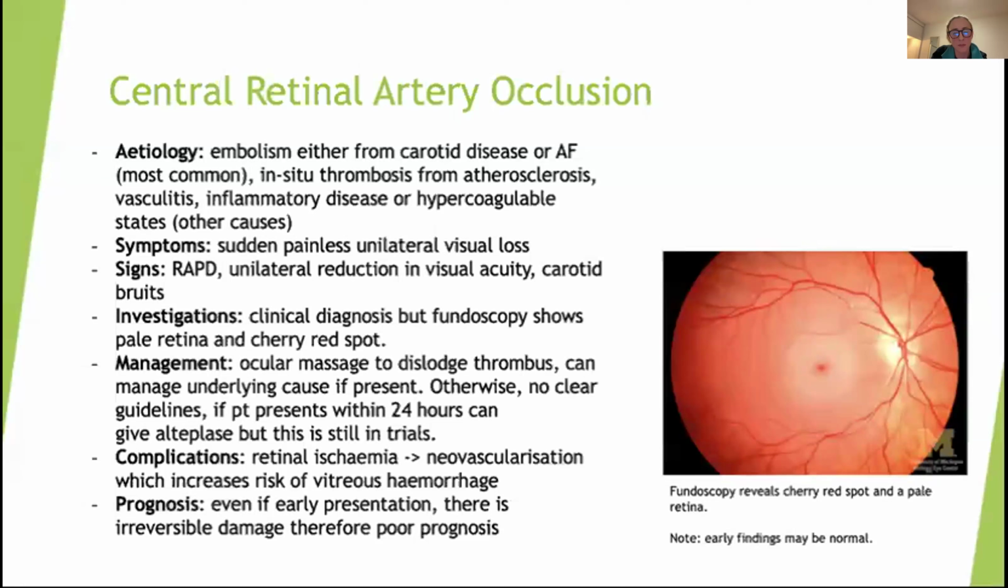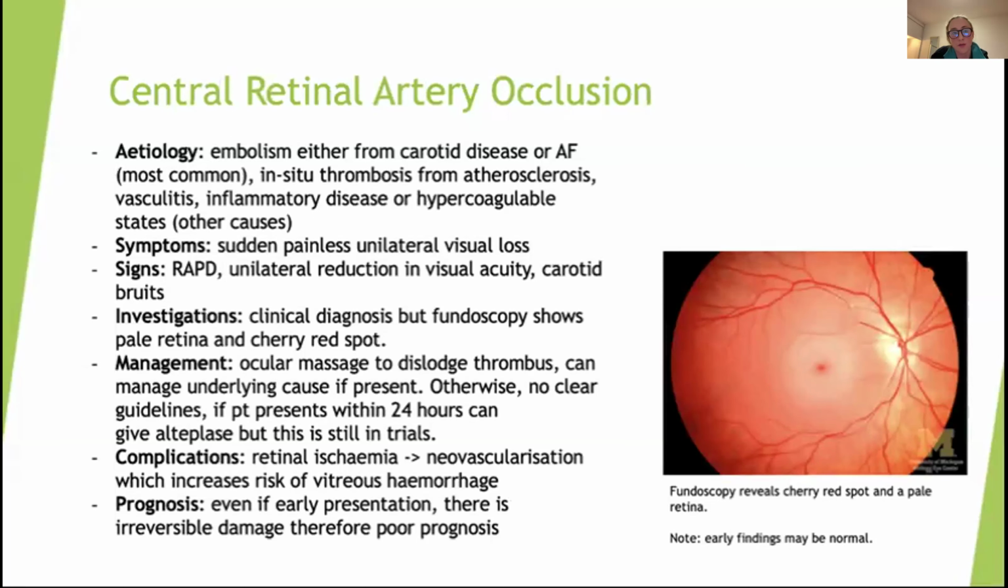GCA. It's quite difficult to manage, and it generally has quite a poor prognosis, but you tend to manage it by managing the underlying causes. So treating GCA by giving steroids and managing complications. So you can intervene to try and manage any potential complications.